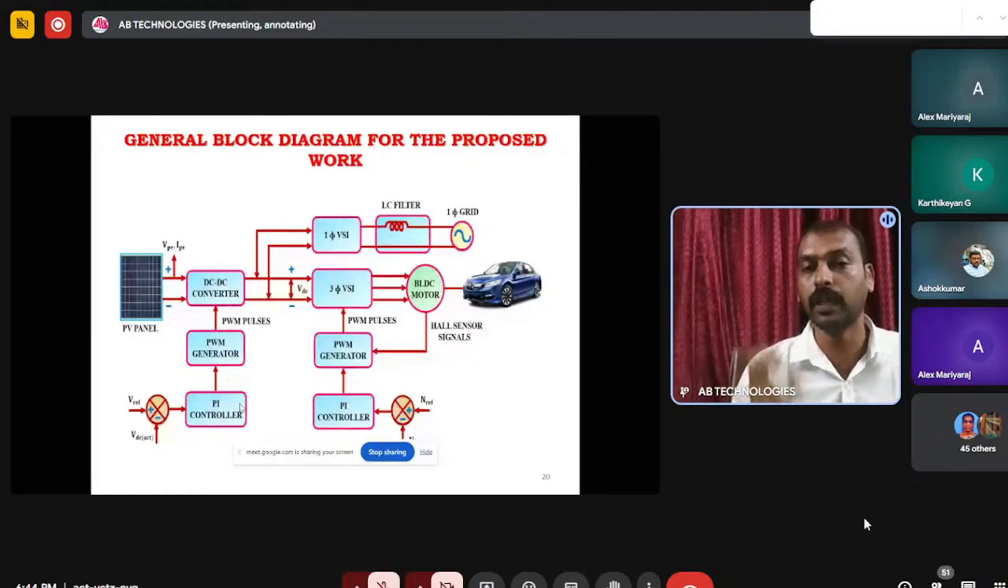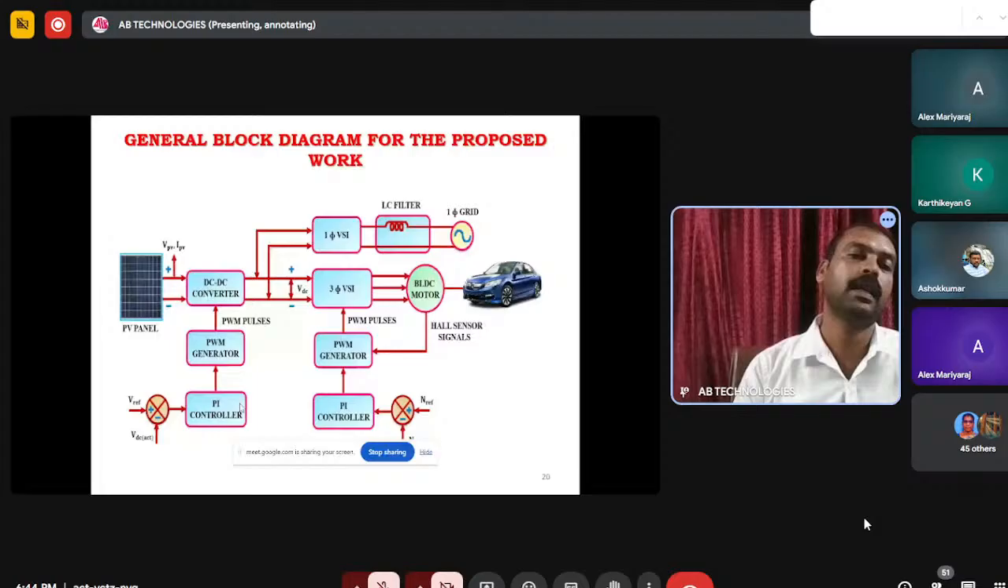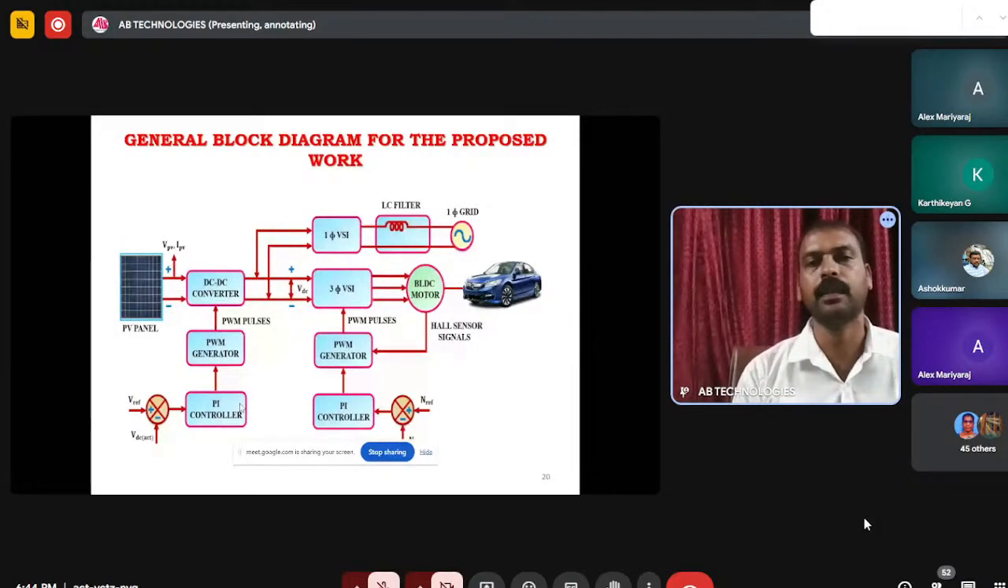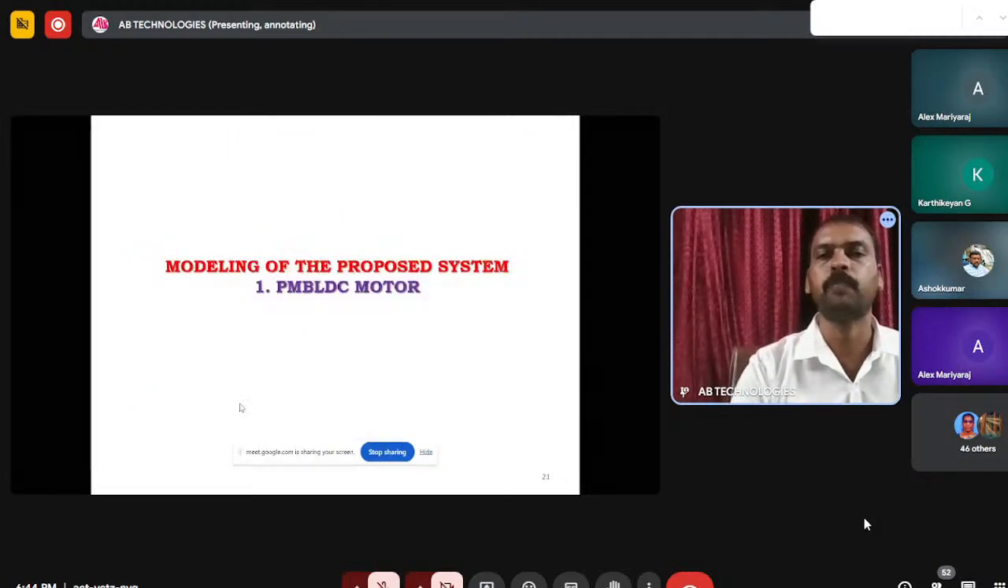So now we have to tune the PI controller. That's why it requires optimization algorithms, optimization techniques are needed. So here I am concluding the converter and controller section. Next I am going to the motor side.